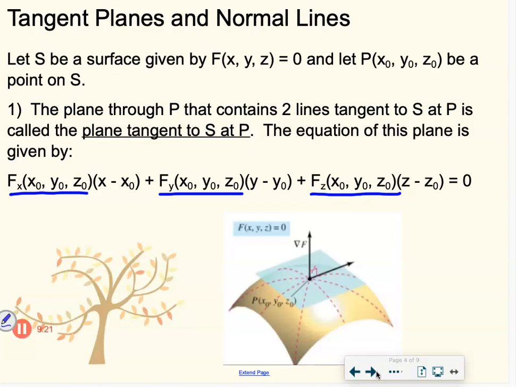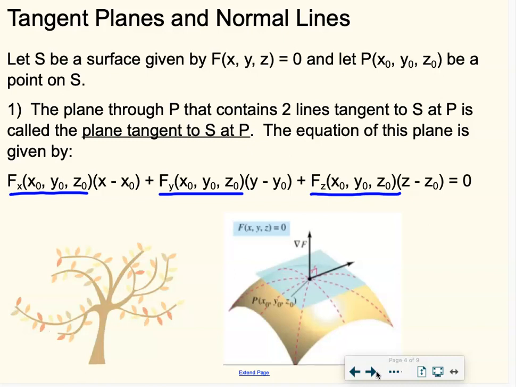So, we're not skipping it. Okay. So anyway, just know it's just partials times x minus points. Each partial times that variable minus the point of that variable. All right, so the plane through P contains two.